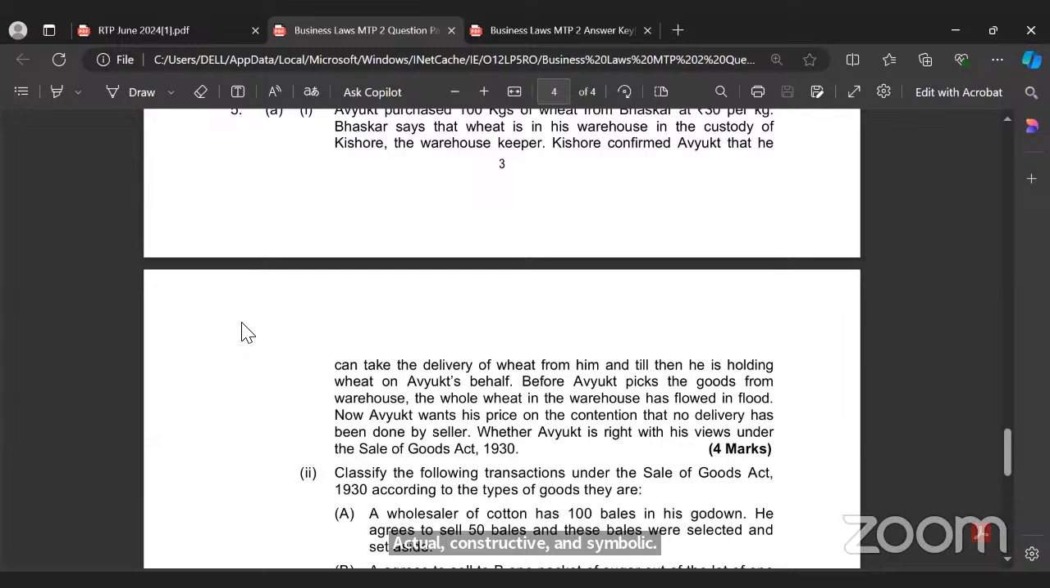We've done this in the RTP, right? When one person acknowledges to the other person that he's holding goods on behalf of him and not on behalf of the seller, it is called constructive delivery. So here the warehouse keeper Kishore has acknowledged to Avyakt that he's holding the goods on his behalf. So delivery has been made. The property in the goods has got transferred and delivery has been made. All losses will be borne by the buyer and not by the seller. Understand? So this Mr. Avyakt is absolutely wrong. He cannot claim any compensation. Correct? We did this in RTP, right? Yes, sir.